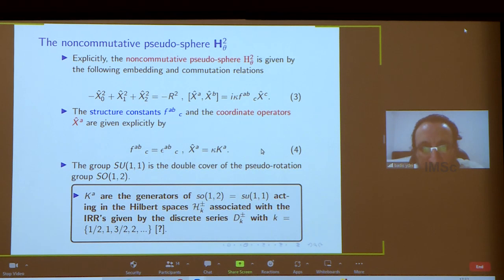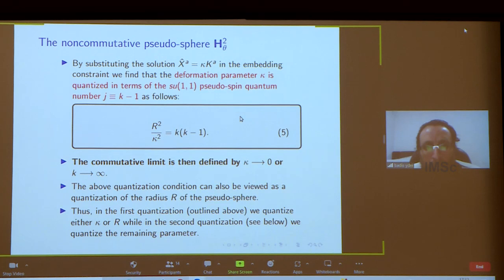This is our non-commutative AdS2 given by equation 3, and the irreducible representations of the discrete series of SO(1,2). Just a word on the commutative limit. We can relate the deformation parameter kappa with the radius of the AdS2 and also the pseudo-spin quantum number K. The group SO(1,2) comes with the irreducible representation given by the discrete series with a pseudo-spin quantum number, which is denoted by K. So this is the relation which relates the main parameters of the model: the radius, the deformation parameter, and the pseudo-spin quantum number.